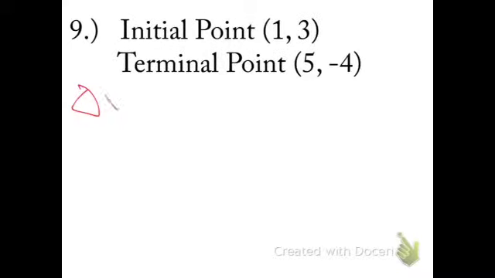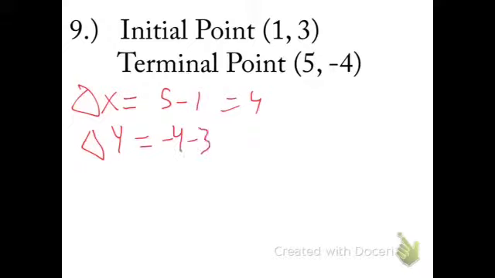If we want to get our change in x for 9, you have to do 5 minus 1, which is 4. And the change in y is negative 4 minus 3, which is a change of negative 7. So our vector is 4, negative 7.